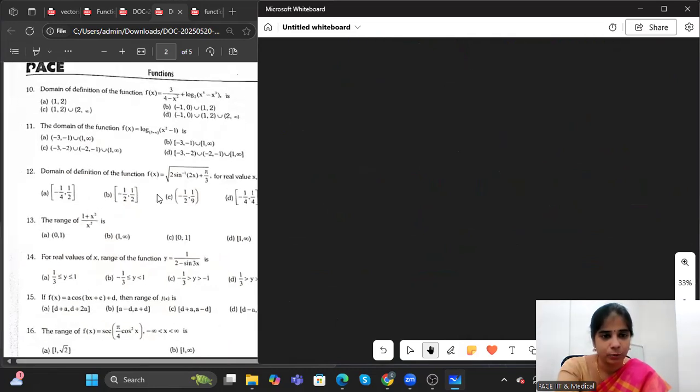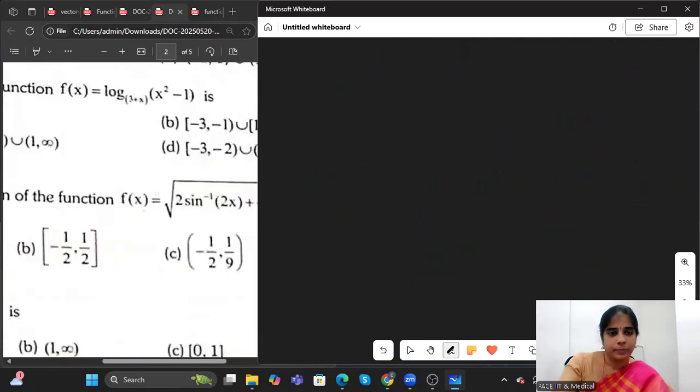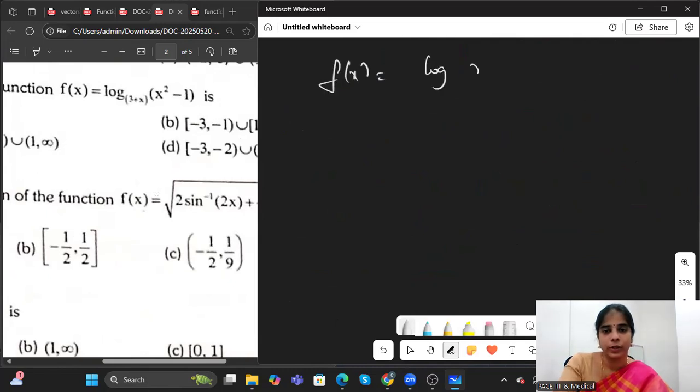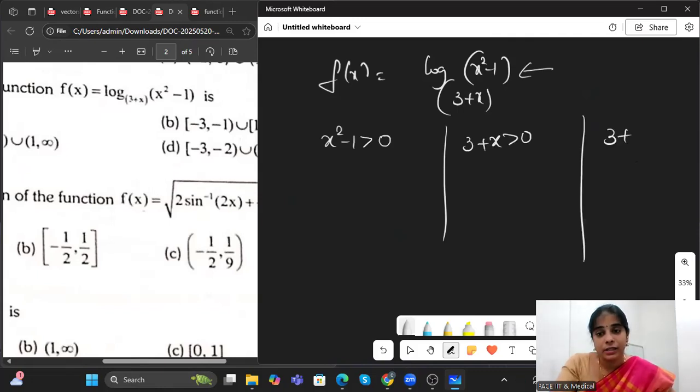Again, finding the domain of the function. f of x equals log of x square minus 1 to the base 3 plus x. As I said, if at all it is the argument, your argument should always be greater than 0, and the base should also be greater than 0, and the base not at all equal to 1. So these are the three things that should be satisfied.